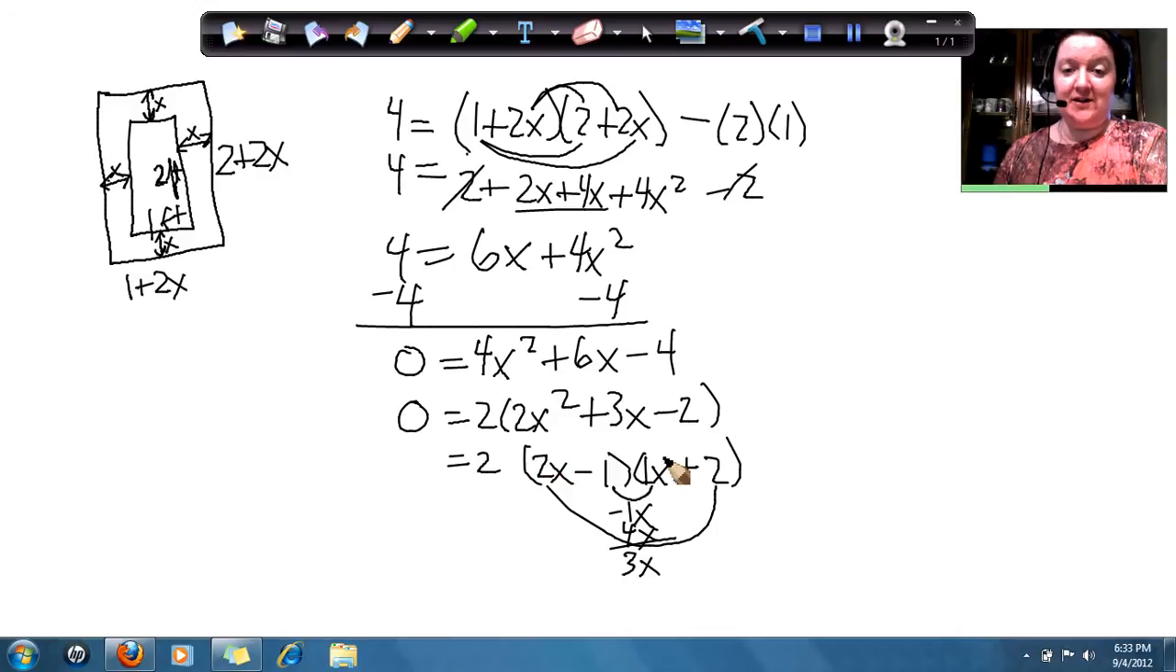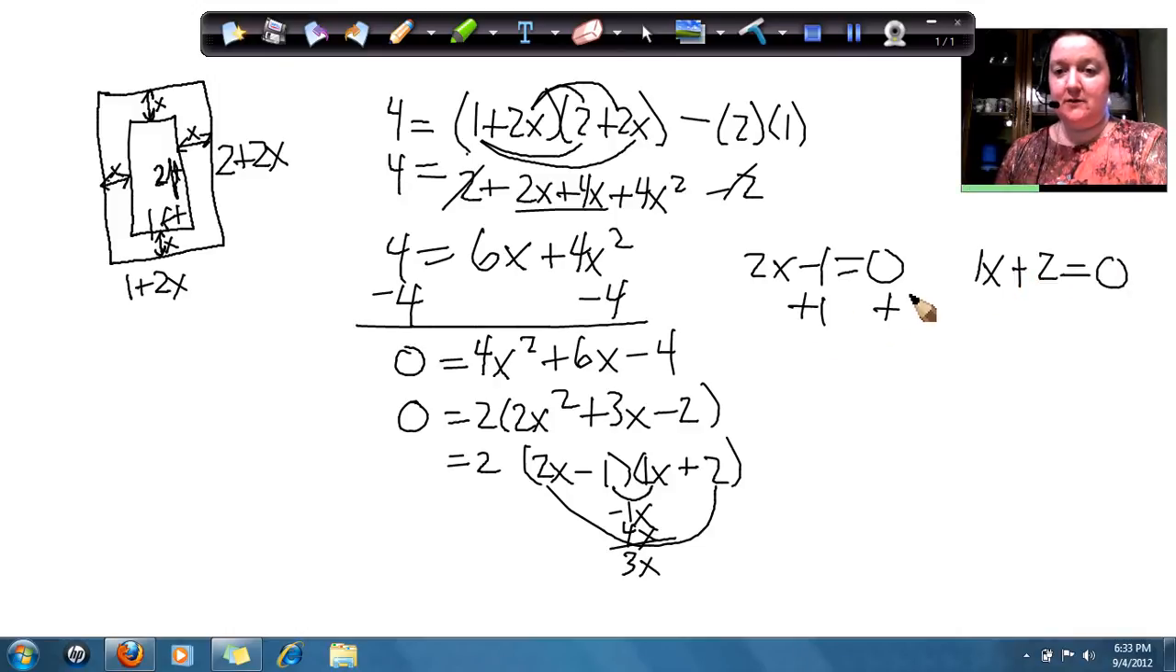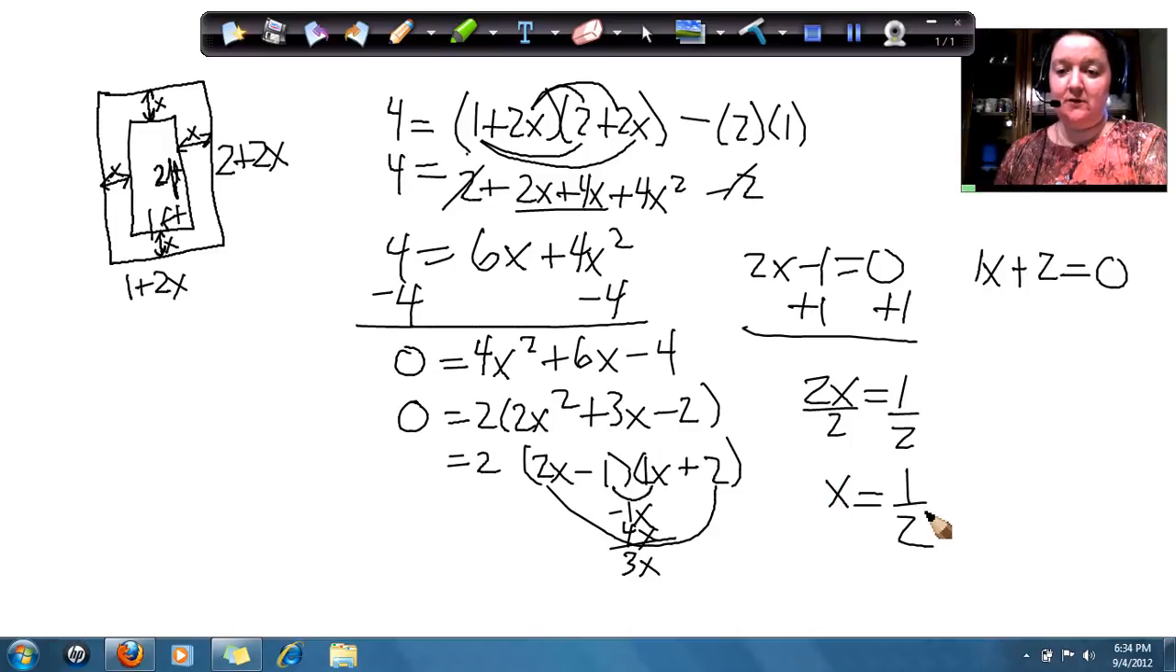We're going to take this factor equal to 0. And we're going to take this factor equal to 0. Now I'm going to add 1 to both sides. And we're going to divide by 2. So we know that x is 1/2. Let's see what we get here. We're going to subtract 2.